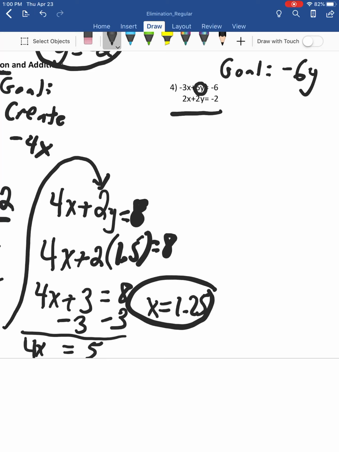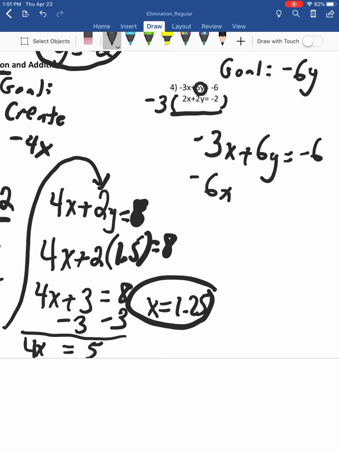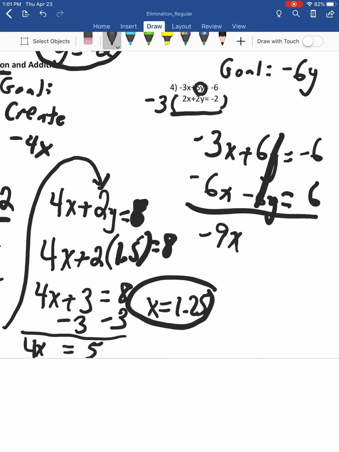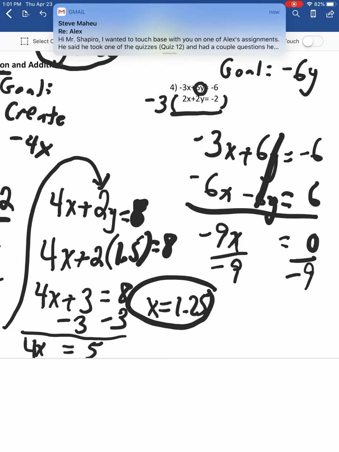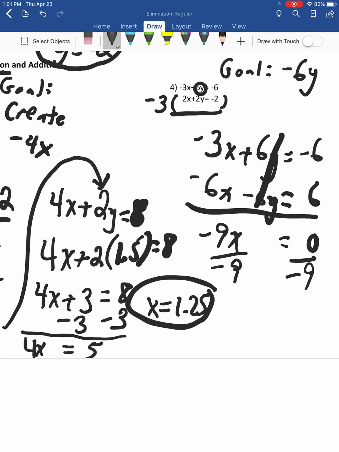So I have the 6y on top. I want -6y on the bottom. I'm going to need a -3 times -3 on the bottom. Remember, we're multiplying the whole equation, not just the y's. So top equation, didn't change anything, I'm just going to copy. The new bottom equation is -6x minus 6y equals 6. All right, so -9x, this eliminates, equals -6 and 6, 0, which means x is 0.